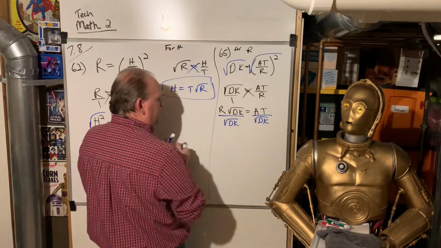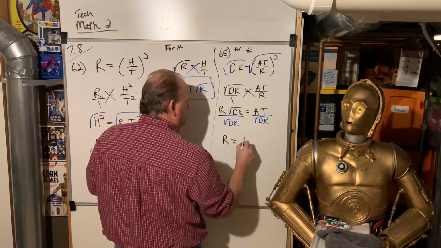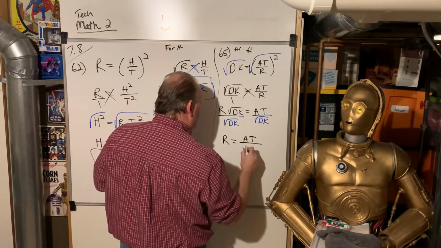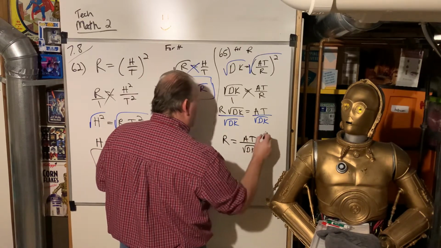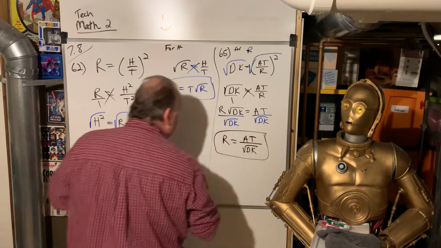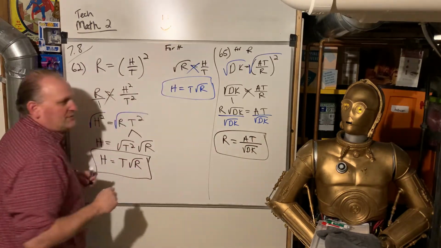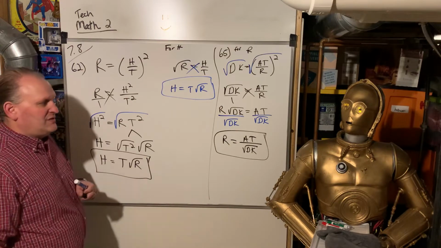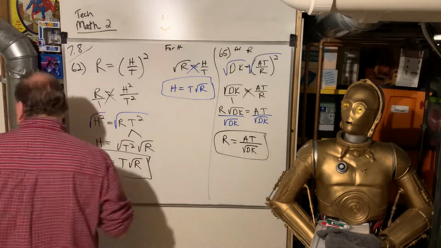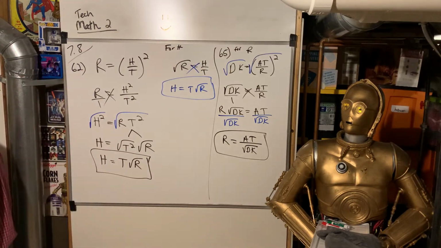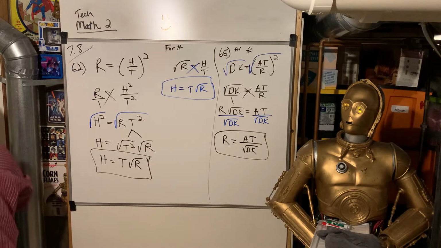And that should be it. R is equal to AT over the square root of dk. Again, if you rationalize the denominator, you'd have R is equal to AT square roots of dk over dk. But you do not have to rationalize the denominator.